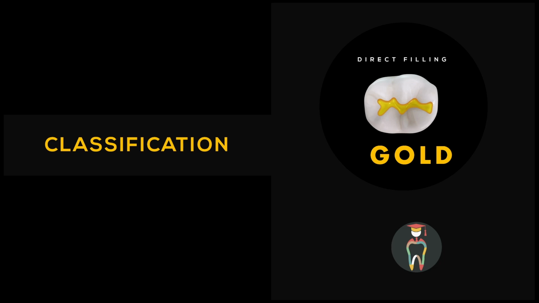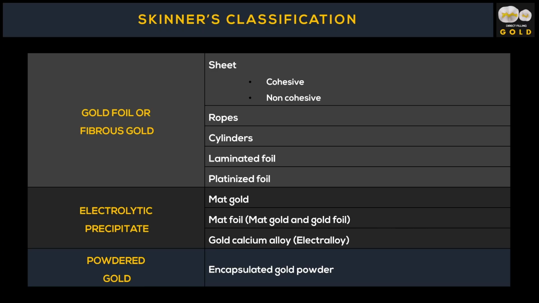I will be covering only two classifications, the classification given by Skinner's or Phillips, and the classification given by Marmsuk. According to Skinner's, direct filling gold can be categorized into three groups. One, the gold foil or the fibrous gold. Second, the electrolytic precipitate. And third, the powdered gold.